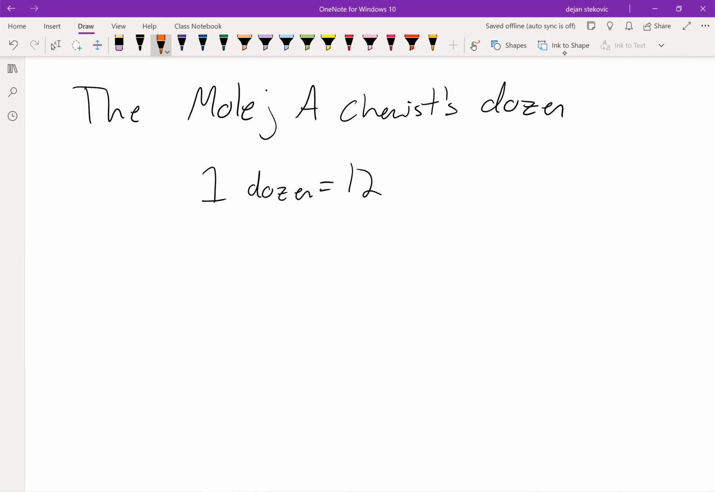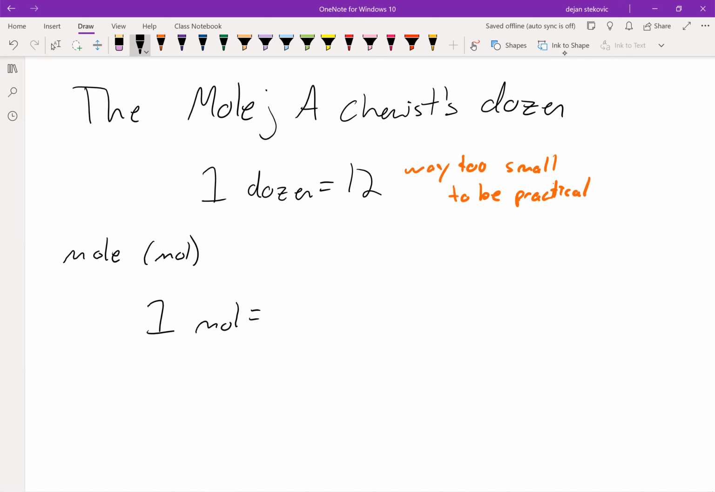And so 12 for chemistry is way too small of a number. And so we need a much bigger number, but it can still represent some number of things, right? So like a dozen represents 12. We're going to have a mole, which is going to represent some other number. So a mole, M-O-L-E, it's also abbreviated M-O-L, so drop the E. 1 mole is equal to 6.022 times 10 to the 23.